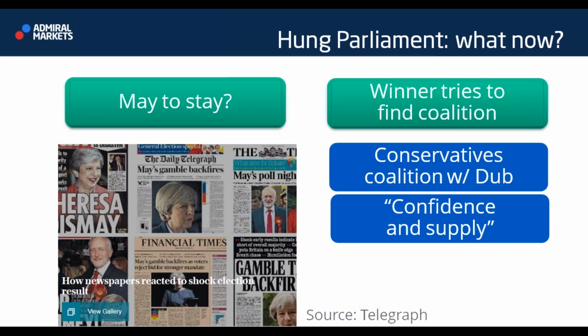So it looks like the first option is the most likely. Confidence and supply means that basically it is not an official coalition, but smaller parties will lend their approval to decisions.